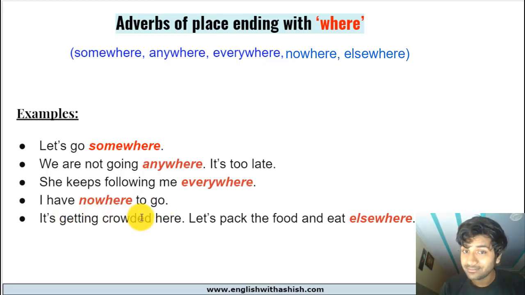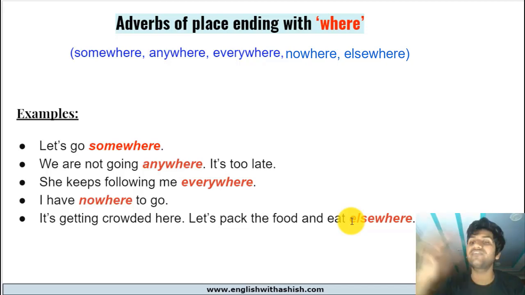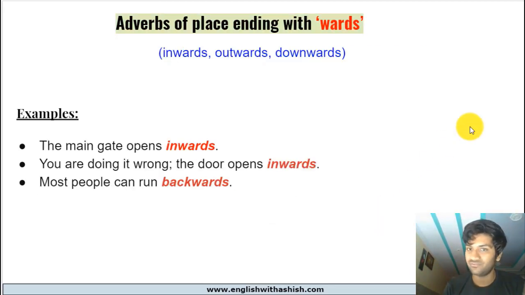It's getting crowded here. A lot of people are coming here. Let's pack the food and eat elsewhere. Let's eat where? Elsewhere, at a different location. Elsewhere means a location which is different from the current location. Any other place. So these are adverbs of place ending with where.